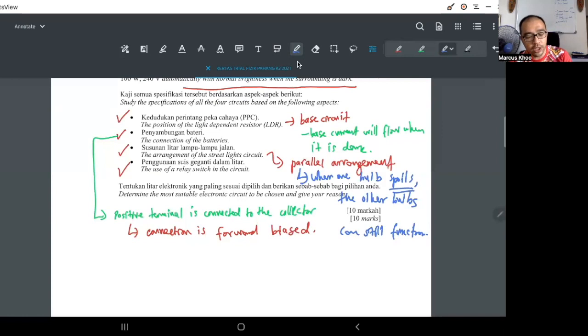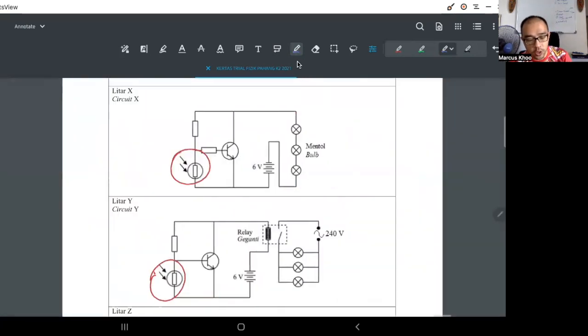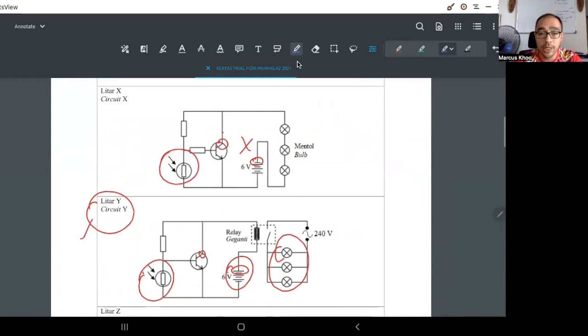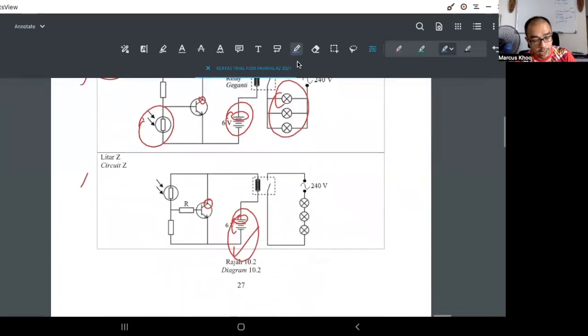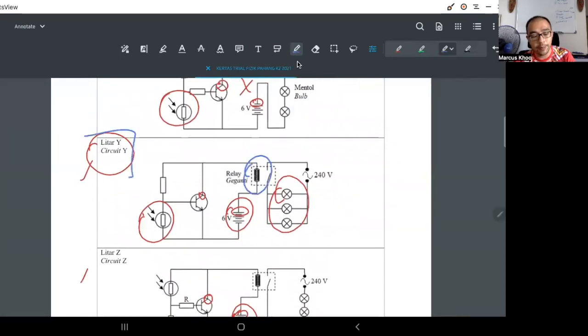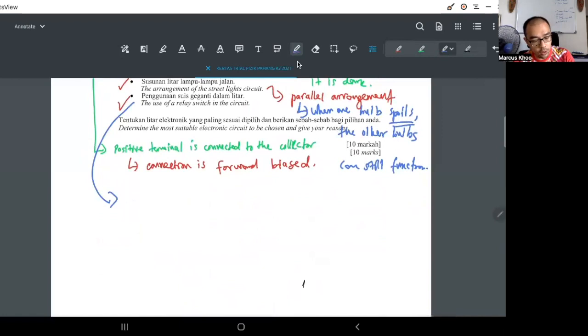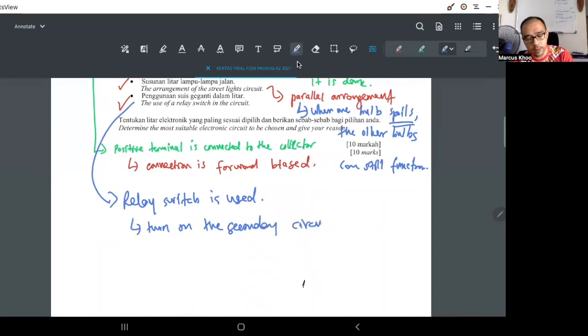Lastly is the use of the relay switch. Do we want to use it or not? Of course we want to use it. So we use a relay switch. At this point, you know that the answer is Y already. So the relay switch is used. The purpose of the relay switch is to turn on the secondary circuit.